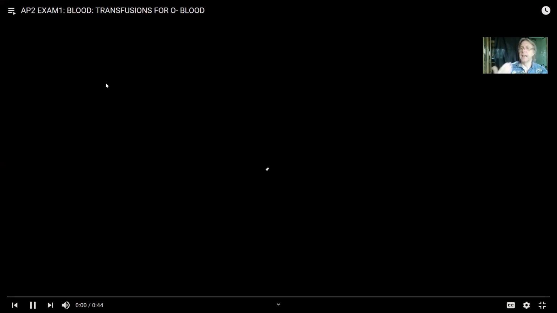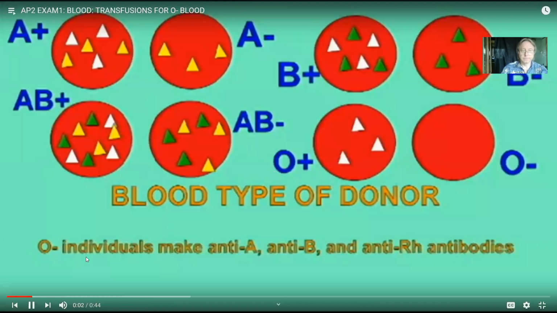And so then the second question is, who can give blood to whom? So here, I'm going to say that the person receiving the blood is O negative. Now, that is so important. I'm going to repeat it a couple of times. The recipient, we're going to worry about them, and we're going to worry about the antibodies that they make. We are not going to worry about the antibodies that the donor would make.